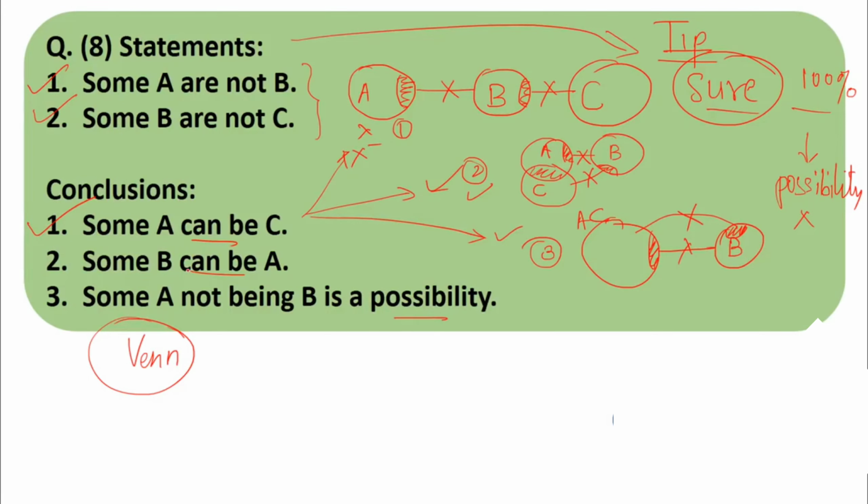Same way, some B can be A. Relation between B and A is asked. It is given in statement number 1: some A are not B. How do we write it? We write A and we write B over here. What they are saying is that some A are not B. So this much part of A is not B. And the conclusion is some of the B can be A.